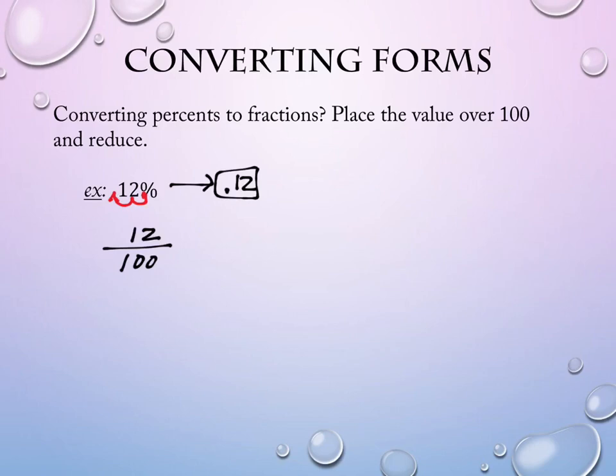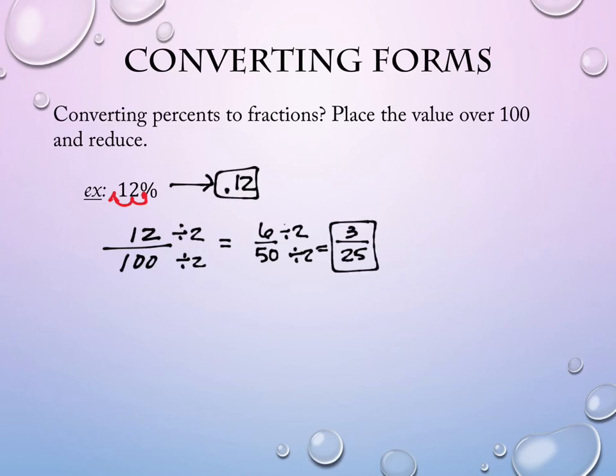But this one is able to be reduced. What could I divide both top and bottom by? 2. If you don't recognize anything else, we both recognize they're even. That's a good place to start. That leaves me with 6 over 50. Am I done? Nope. What else? 2 again. Which leaves me with 3 out of 25. Am I done? Yeah, I am at that point. 25 and 3 don't have anything in common. And so at that point, I finish.